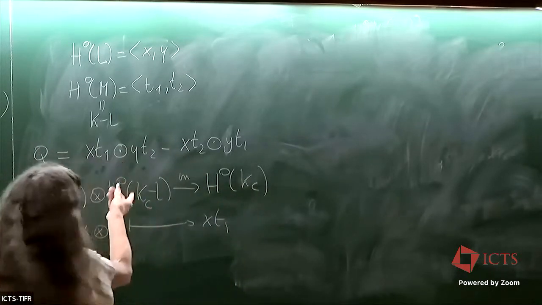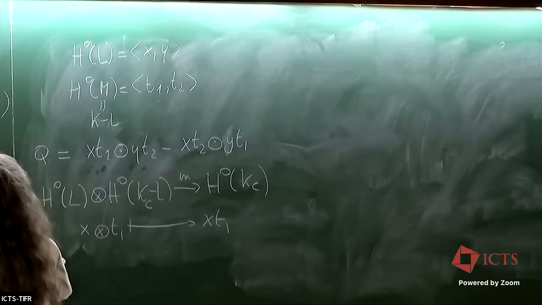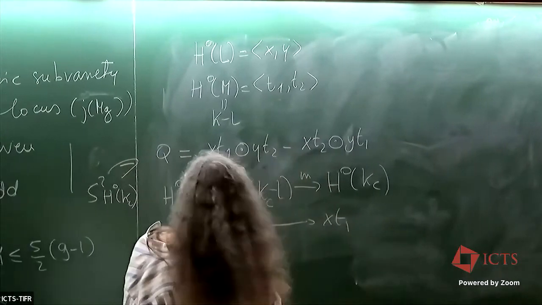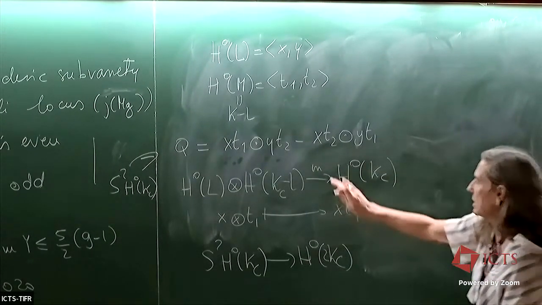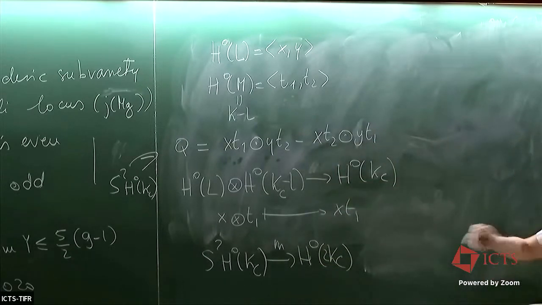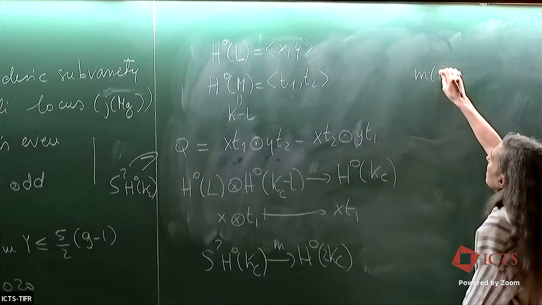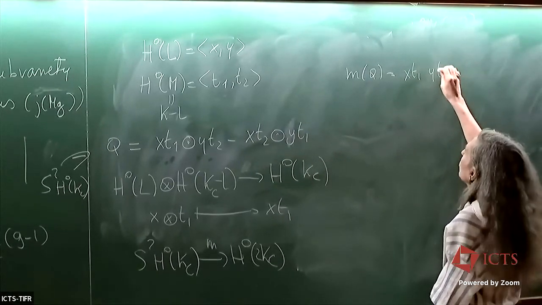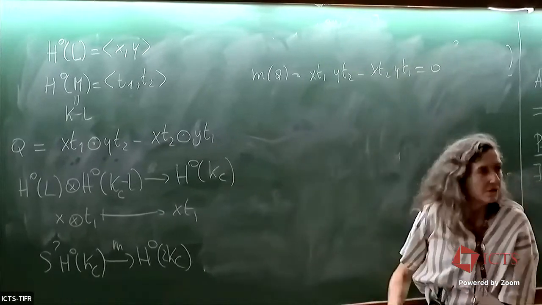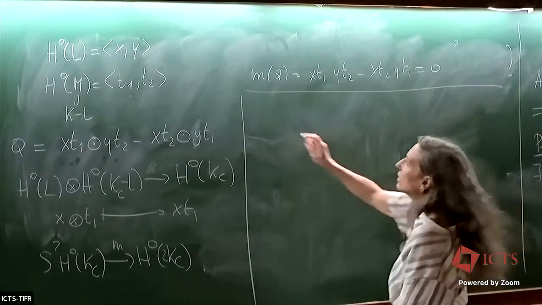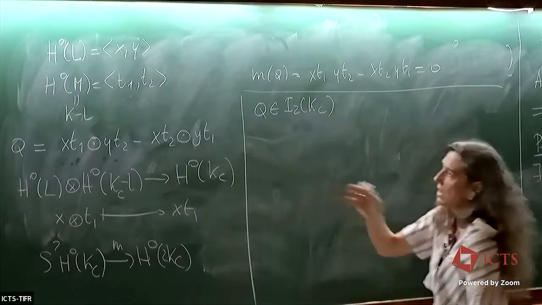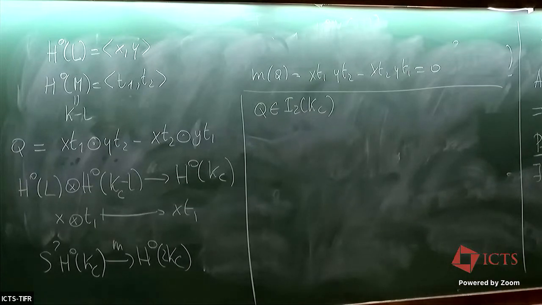So this is a quadric, at least it certainly belongs to S^2 of H^0(K_C). But if I now do the multiplication from S^2 of H^0(K_C) to H^0(2K_C), another multiplication map, M of Q, you see, is the product x t1 y t2 minus x t2 y t1. When I evaluate, then I find 0. Okay, so Q belongs to I_2(K_C), and this is how rank 4 quadrics are built. And so we have these quadrics, and what is nice here is that we can compute the second Gaussian map on this kind of quadrics.